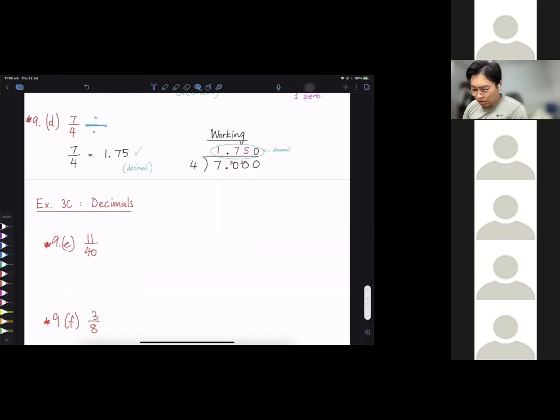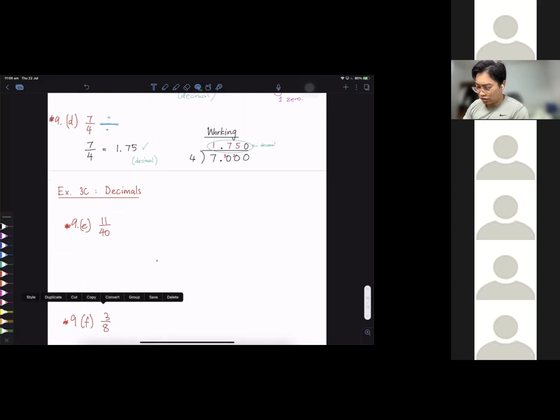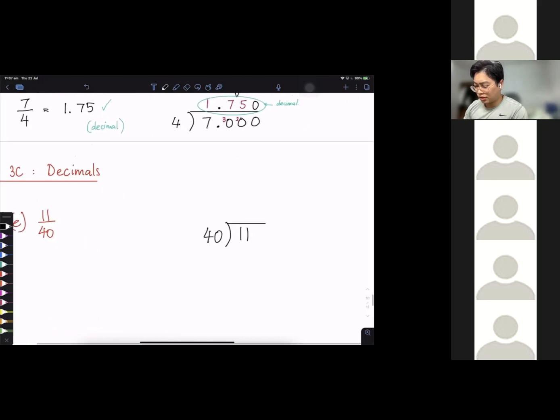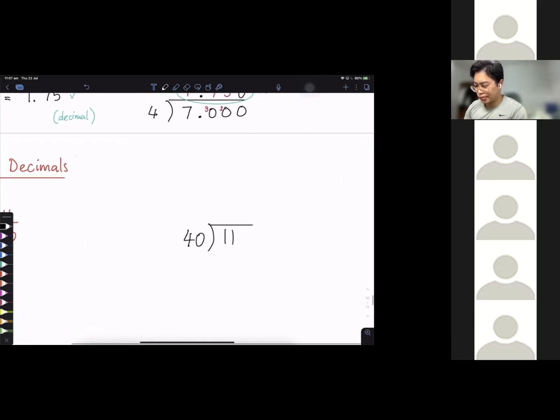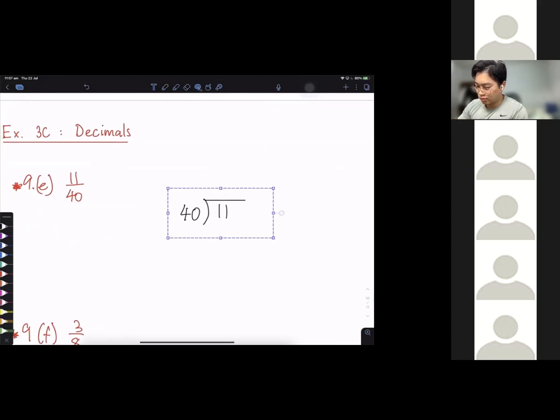So when we get to this question here, 9E, again, this one is a bit challenging, yeah? Just remember that it's the same as 11 divided by 40. Where's the decimal point on the 11? It's in front of it. At the end.